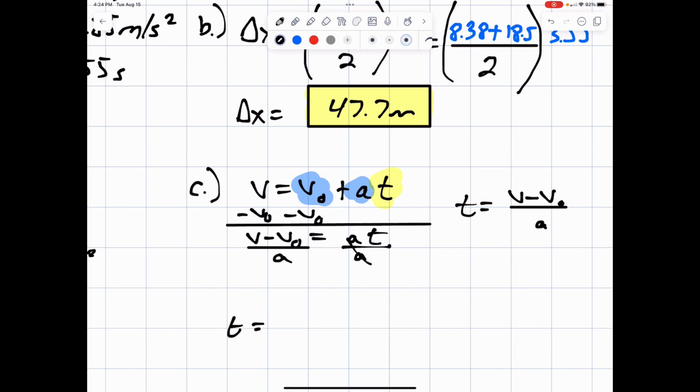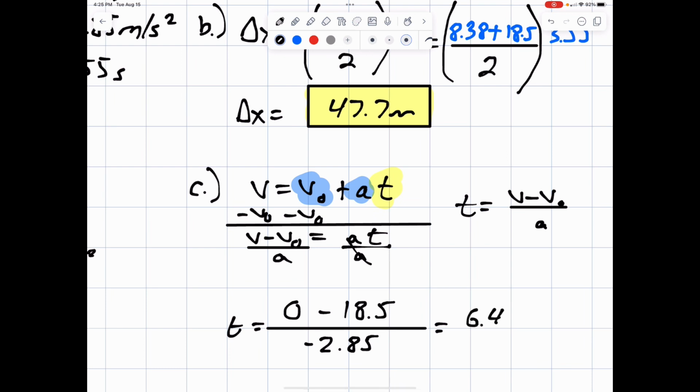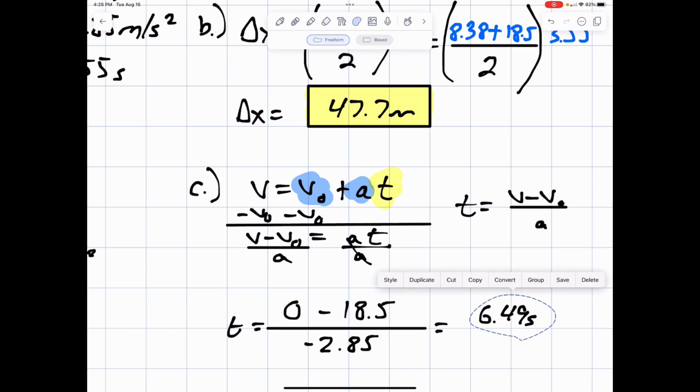Okay, so t equals, v was 0 minus 18.5, over a, which is negative 2.85 meters per second squared. So 18.5 divided by, the negatives will cancel, you see, 2.85, and we're looking at about 6.49 seconds. It's going to take about 6.49 seconds to come to a complete stop. Almost 6.5 seconds.